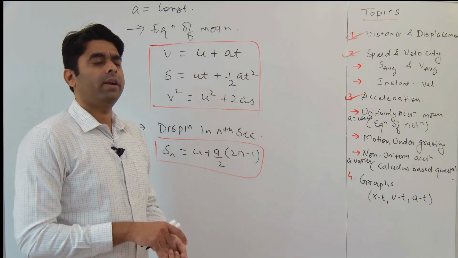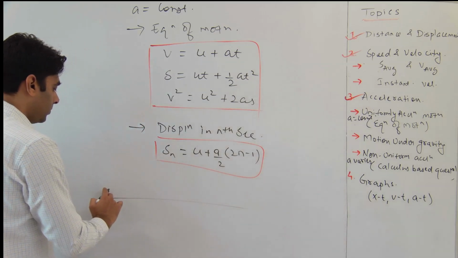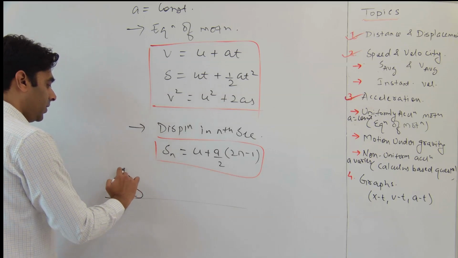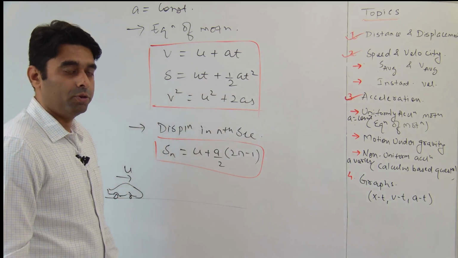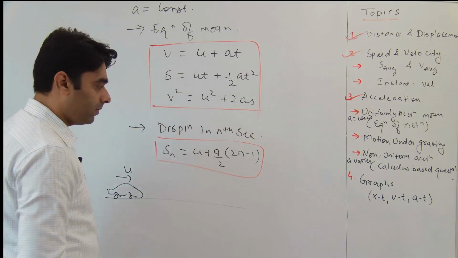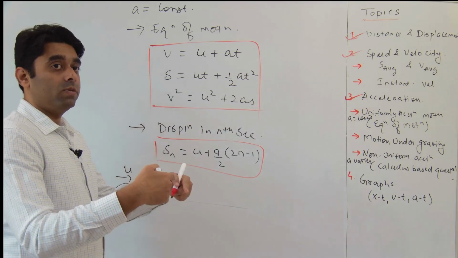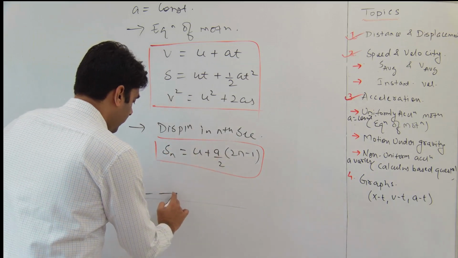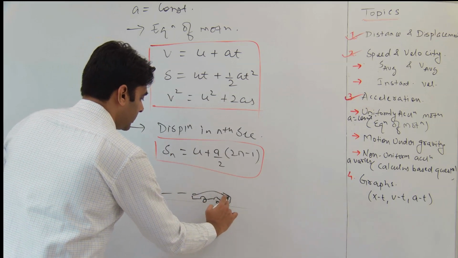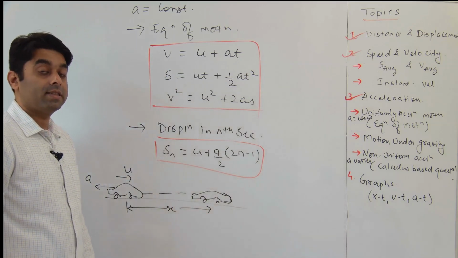Next, let's look at one of the cases, a result that is very helpful if we can remember it. Let's suppose a car is moving with a speed of u, and the brakes are applied and it gets a retardation of a. If it gets retardation, that means a will be opposite to velocity, right? So after how much distance will the car stop? Let's say the car travels a distance x before stopping.